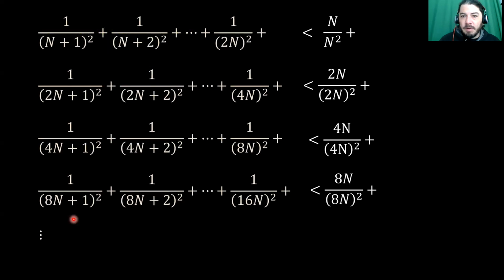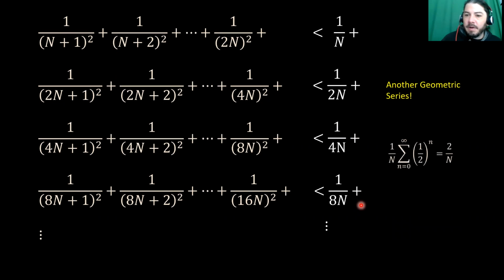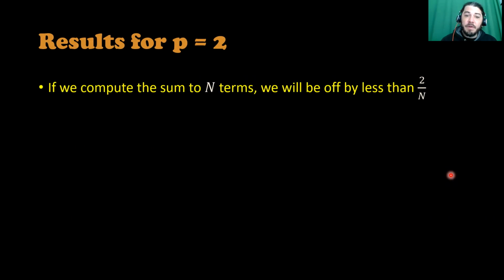Then we can clean this up a little bit and cancel stuff. So from n plus 1 to infinity, our series is less than 1 over n plus 1 over 2n plus 1 over 4n plus 1 over 8n. If we factor out the 1 over n, we get our same geometric series. And so the error in our partial sum is less than 2 over however many terms we decide to add up. So if we compute the sum to big N terms, we will be off by less than 2 over big N.